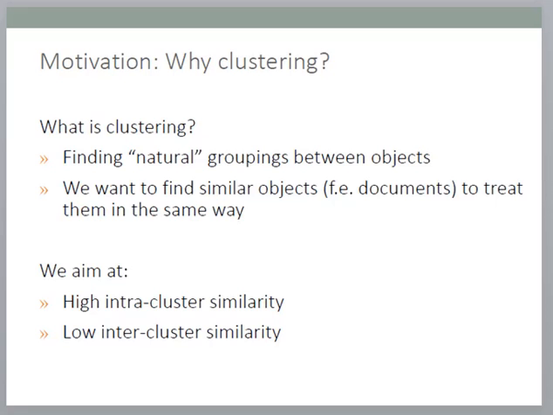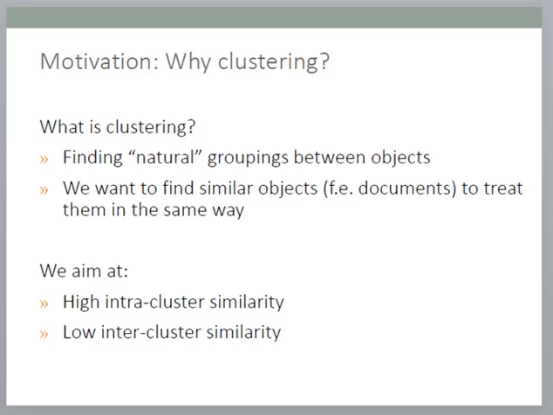Similarly, if we want to find similar objects, for example, if we have a bunch of documents and we want to have some similar documents in one class and then another class which has similar documents, so in this case, where we want to have some similar attributes of different documents, we can perform clustering. So our basic aim while creating clusters is to have high intra-cluster similarity and low inter-cluster similarity.